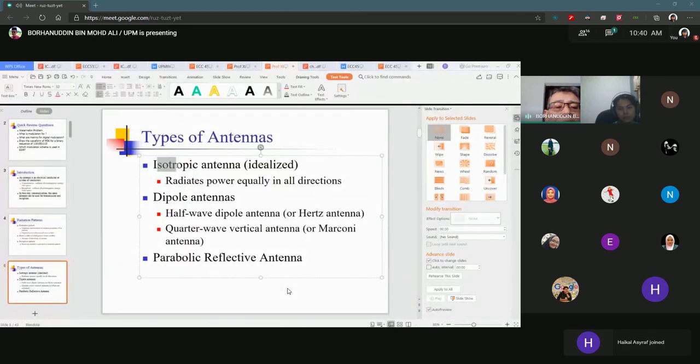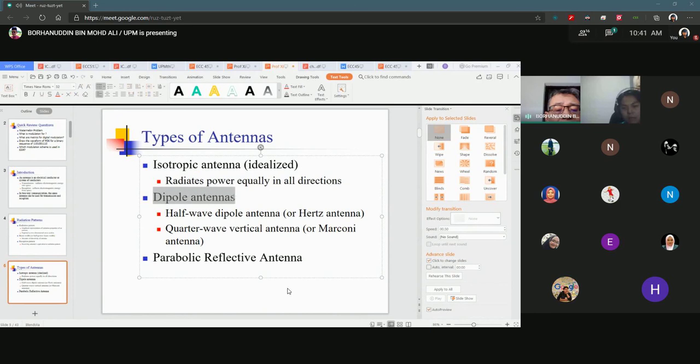So for antennas, the basic one is called the isotropic antenna. Isotropic means it radiates in all directions, but this is idealized, meaning it is not practical, not something you can realize in practice. It's just a theoretical model for you to do some kind of analysis. It radiates power equally in all directions.